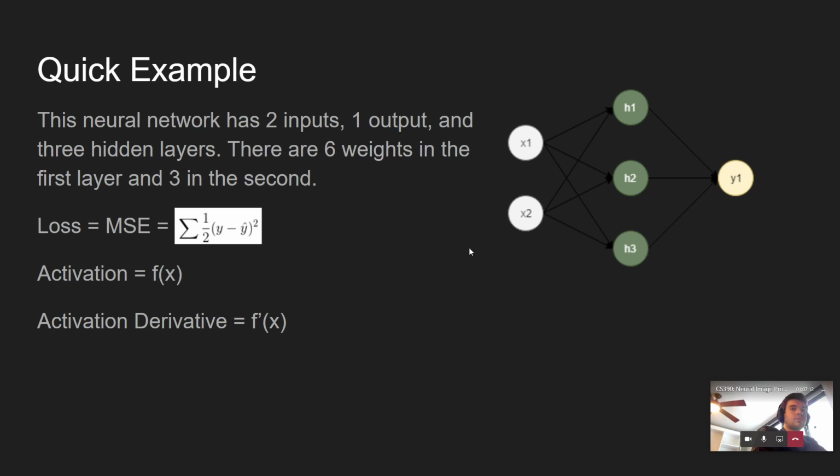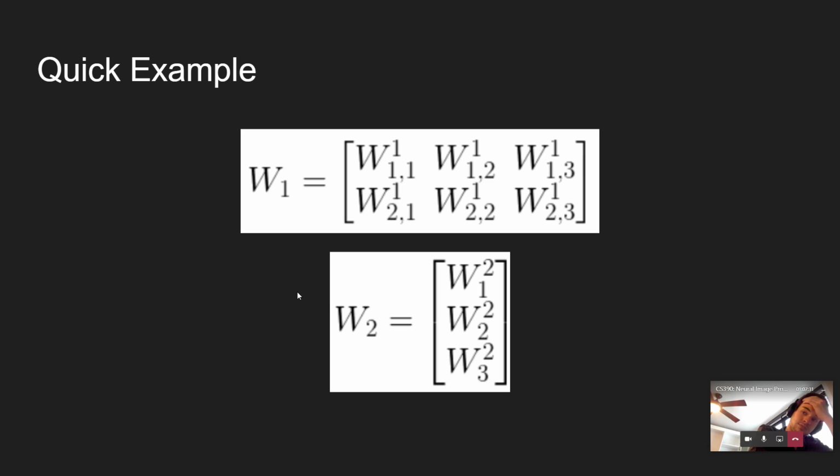For loss, we're going to be using this MSE, mean square error. That's what this looks like. And we're going to be using as activation, we're just going to be calling it f of x. And we're going to be calling the derivative of that f prime of x. So here are our 2 weights as these nice little matrices.